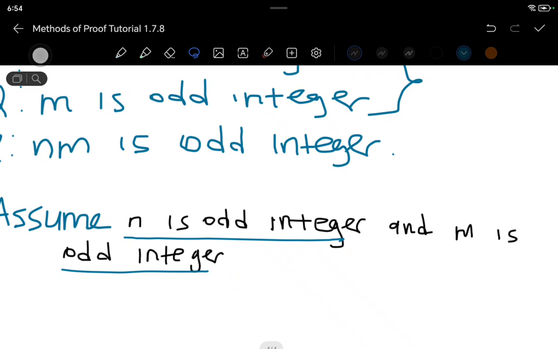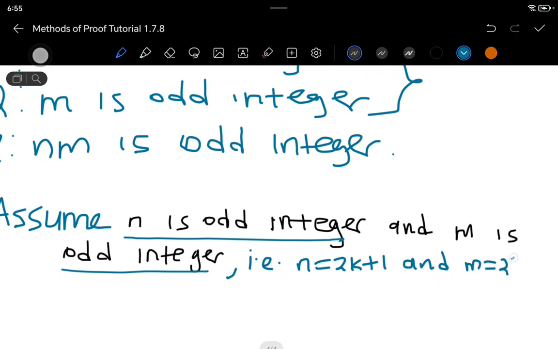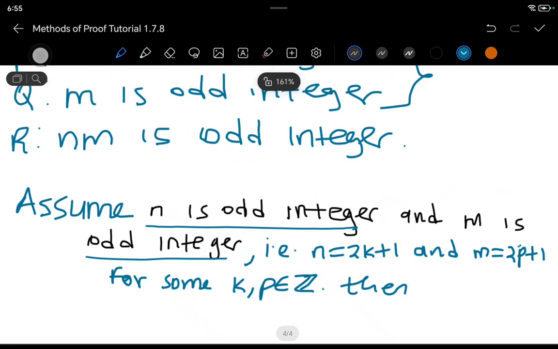And then I now write what it means. When n is odd, we are saying that n is equal to 2k plus 1. And when m is odd, we are saying that m is equal to, remember it cannot be k anymore because we've already chosen k, so this will be 2p plus 1. For some, I must now explain what I mean by k and p. For some k, p, element of an integer. I write then. After writing then, now I take this, try to prove the hypothesis.